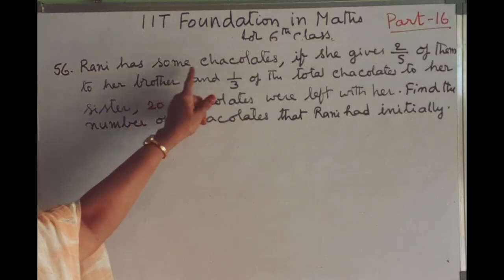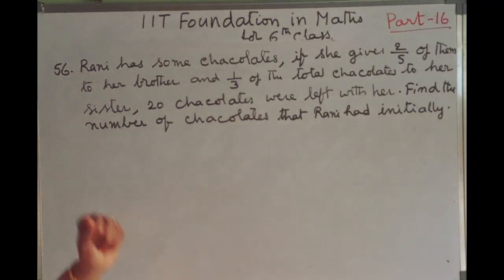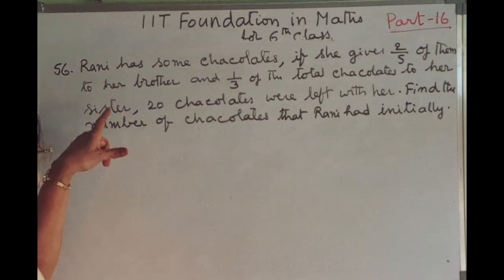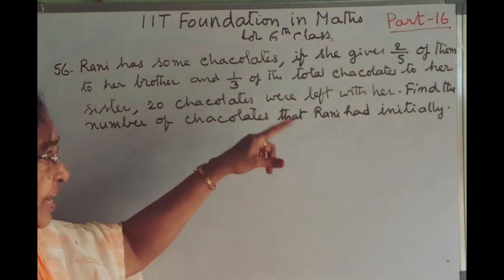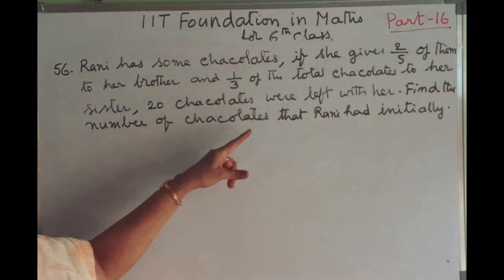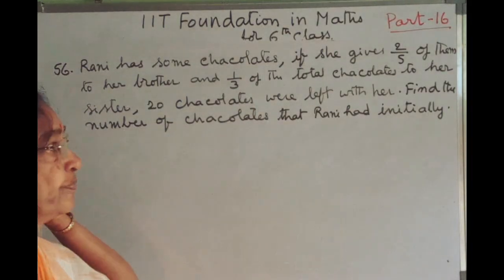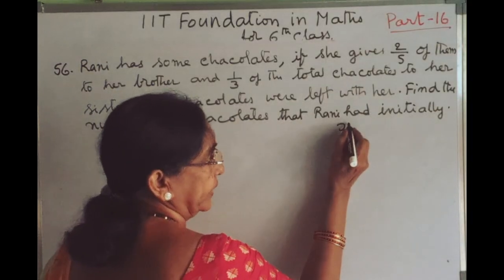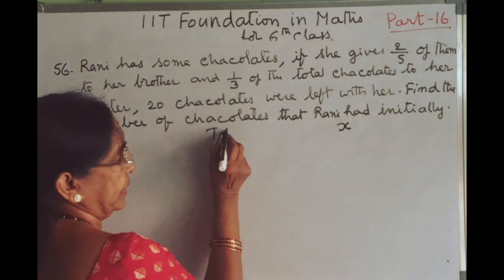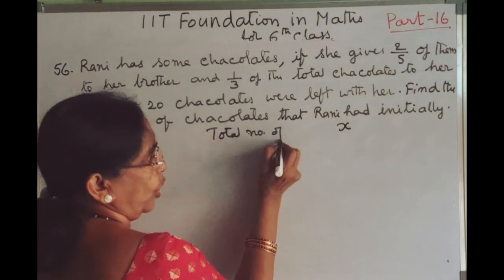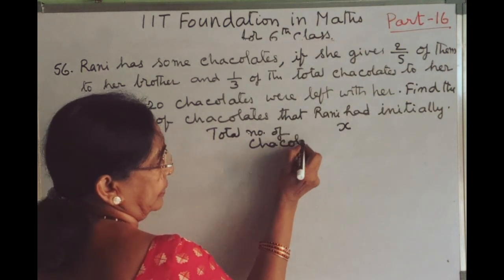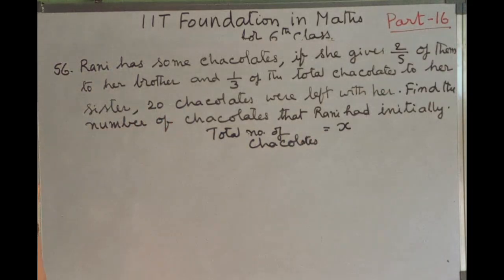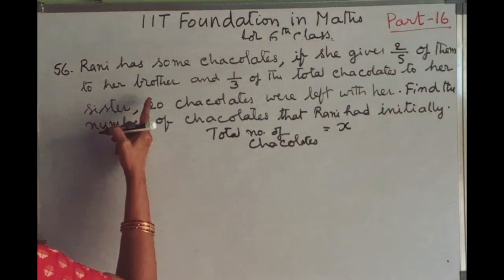56th. Rani has some chocolates. If she gives 2/5 of them to her brother and 1/3 of the total chocolates to her sister, 20 chocolates were left with her. Find the number of chocolates that Rani had initially. So let the number of chocolates that Rani had initially be x. That is, total number of chocolates is equal to x.